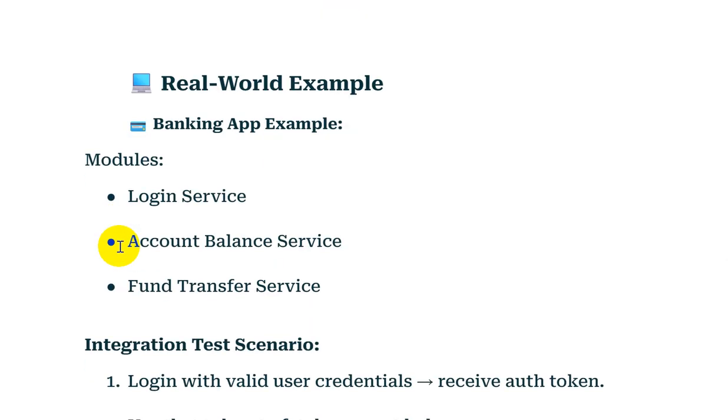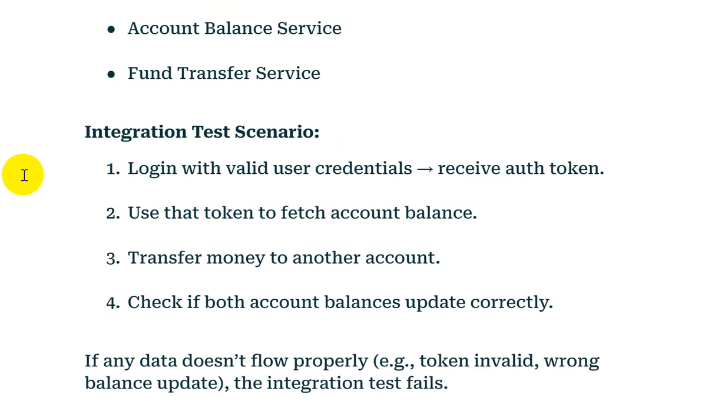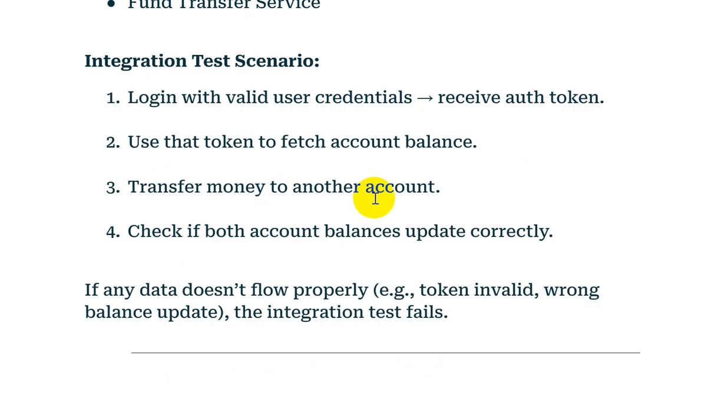Now we can take a real-world example, a banking application. There we have login, account balance, and fund transfer modules. These are three different modules or services. So what kind of integration test scenario will there be? Login with valid user credentials and receive the auth token. That token we can use to fetch the account balance and then transfer money to another account. Then we can check if both account balances update correctly or not. So these are the flow-level testing we can do with the different modules using integration testing.